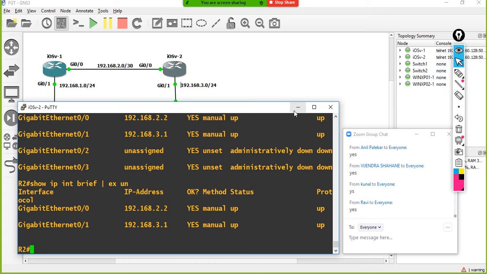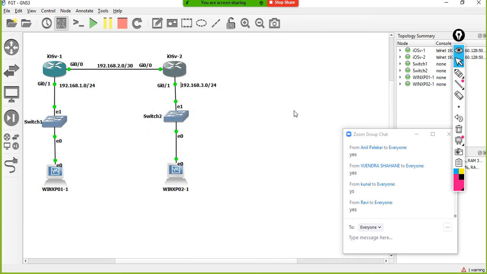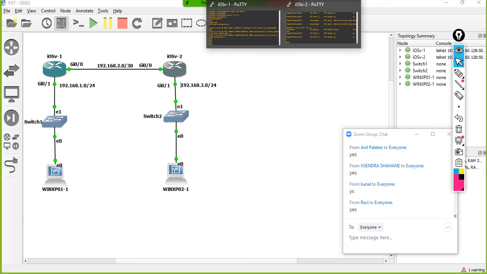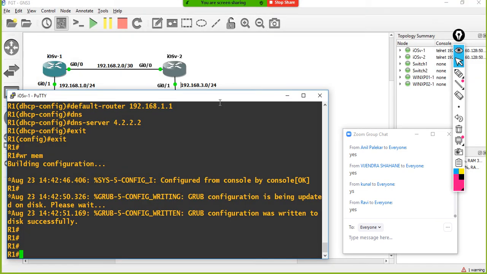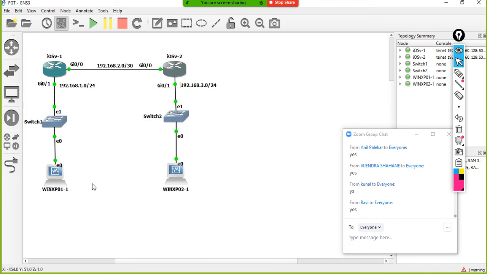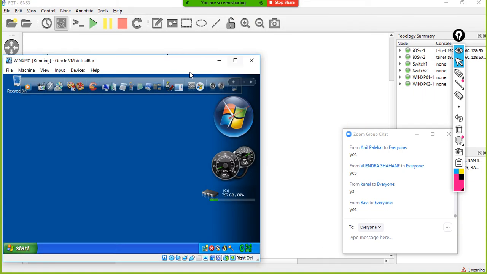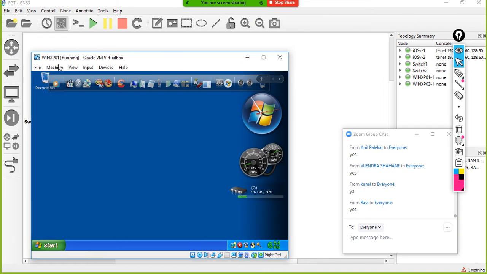Good. Now the next thing is that we are going to start the routing, guys. But before that, let's go and check these Windows XP computers whether they are getting the IP or not. Let's go and do it. That part also we'll finish. Okay, guys? So this is Windows XP 1. Are you able to see, everybody?